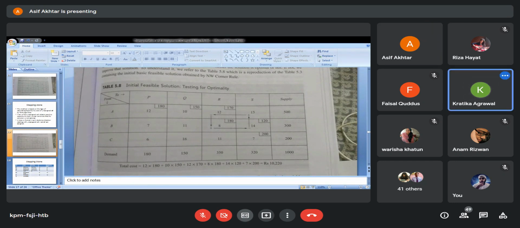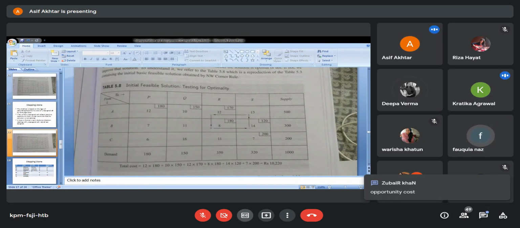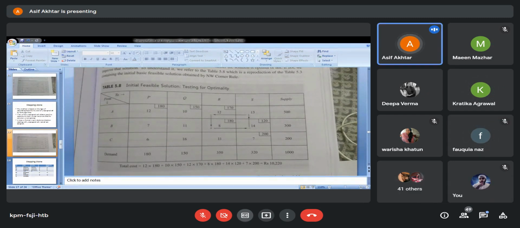More of a time variable, like we have studied 2 costs, fixed cost and variable cost. No, I don't think so. So opportunity cost. Opportunity cost, yes, right. Zubair is also writing the answers. So that's a point. Opportunity cost.